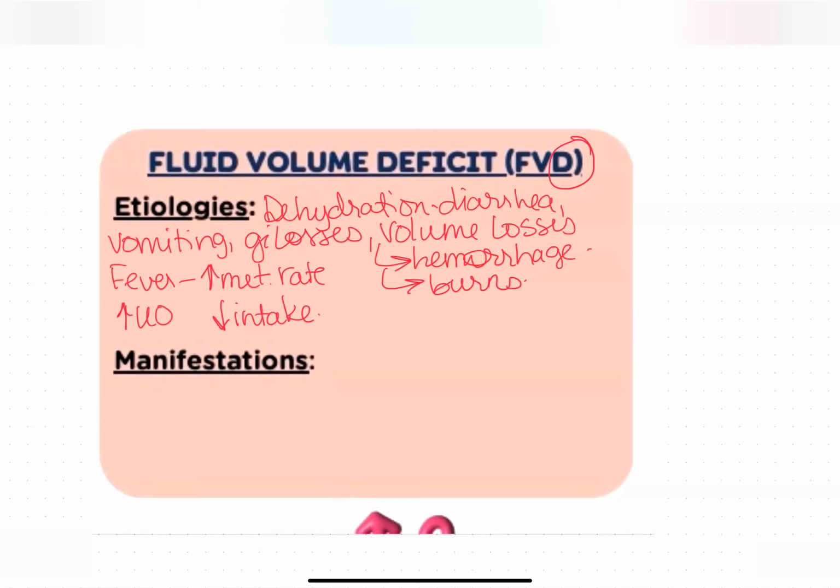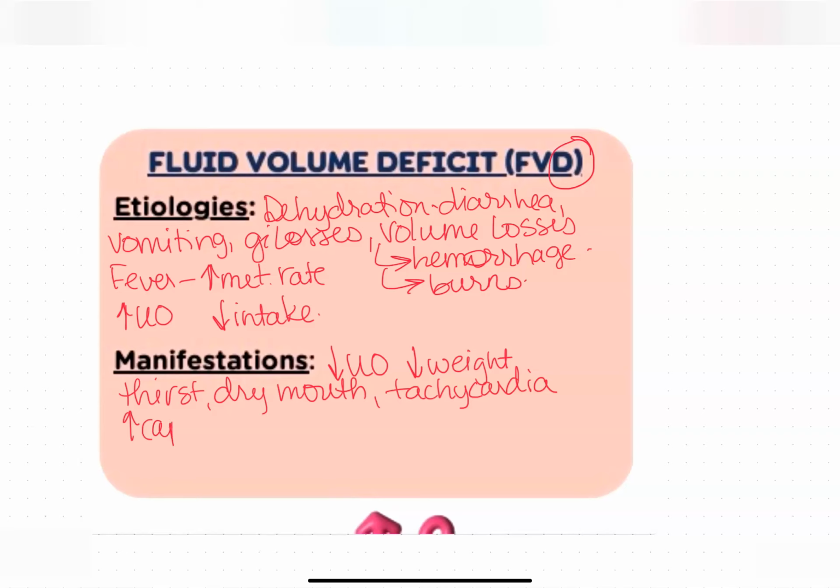Manifestations include decreased urine output, decreased weight or weight loss, thirst or dry mouth or mucous membranes, tachycardia. We see the heartbeat increase when we have decreased fluid volume. We see an increase in capillary refill time. So we know that tissue perfusion is going to take longer if we have less volume, probably greater than 3 to 4 seconds.